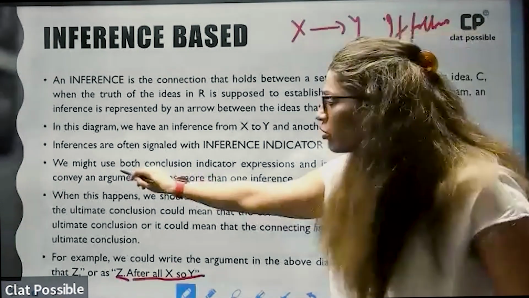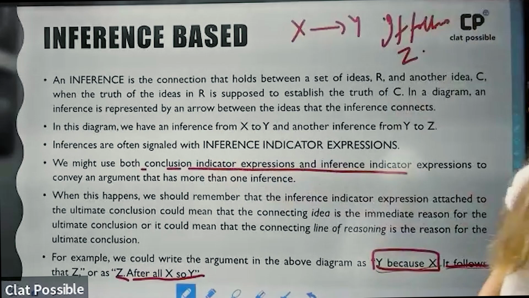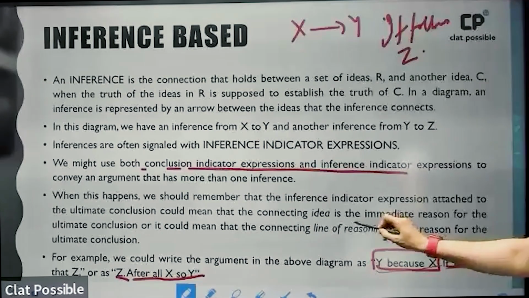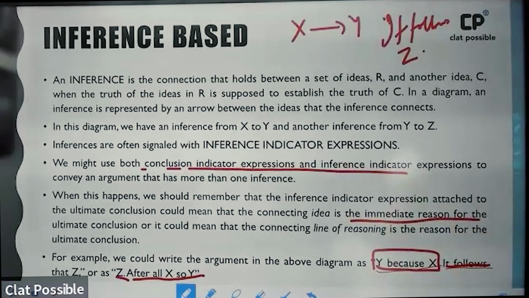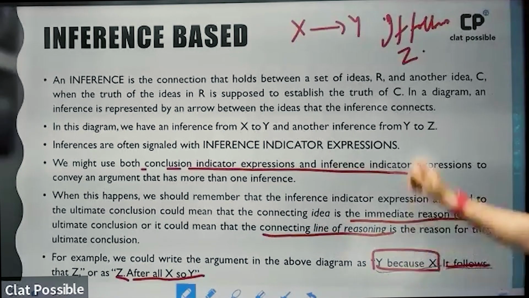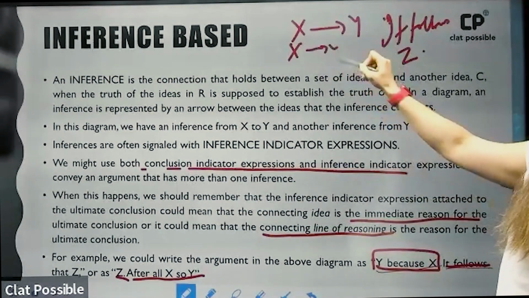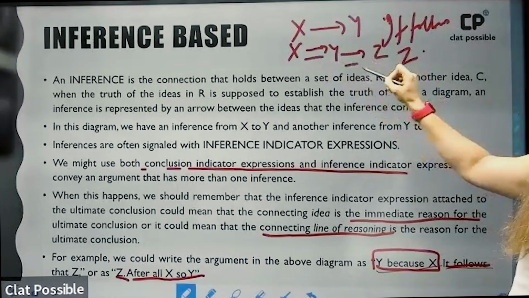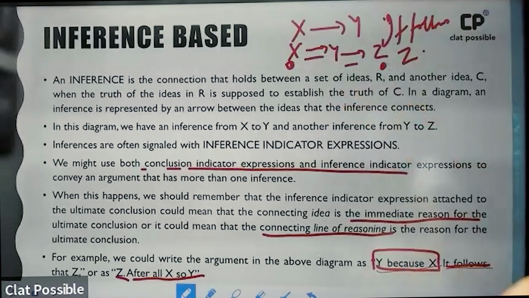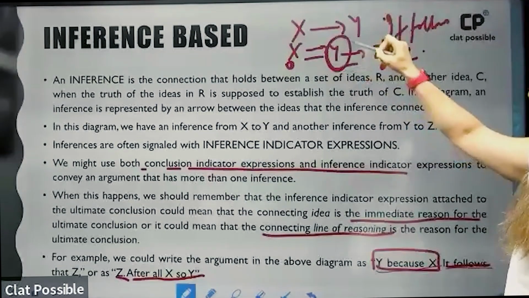So it is not unusual to find two sets of indicators, and we have to remember that it does not mean there are two different conclusions, but the fact that the final conclusion is coming out because of the inference in between, or the connection, or the line of reasoning. That means this flow, X to Y and Y to Z, is necessary to understand the relationship between X and Z.